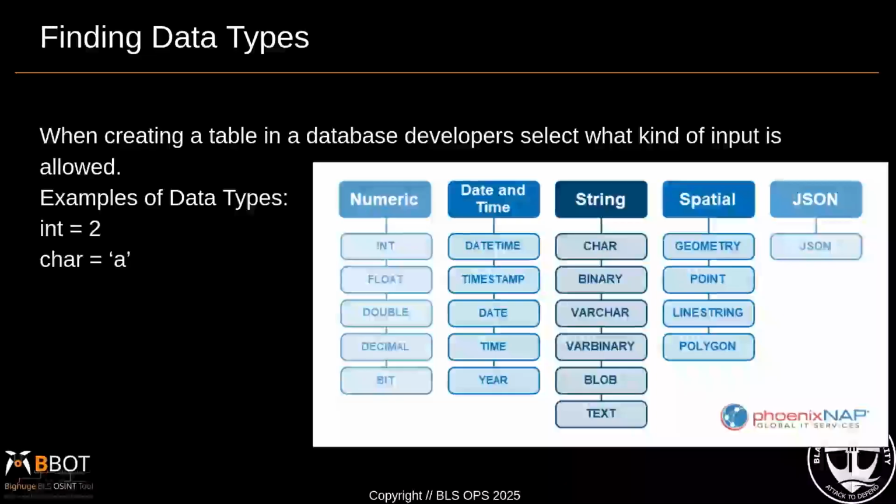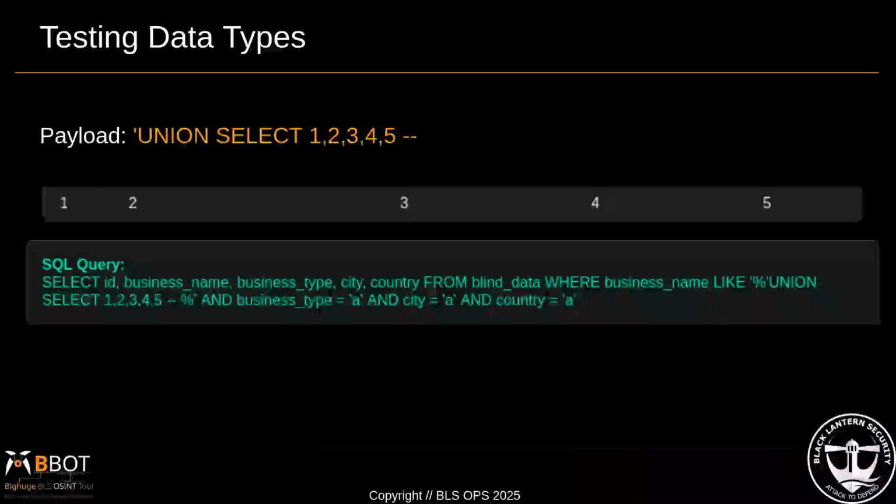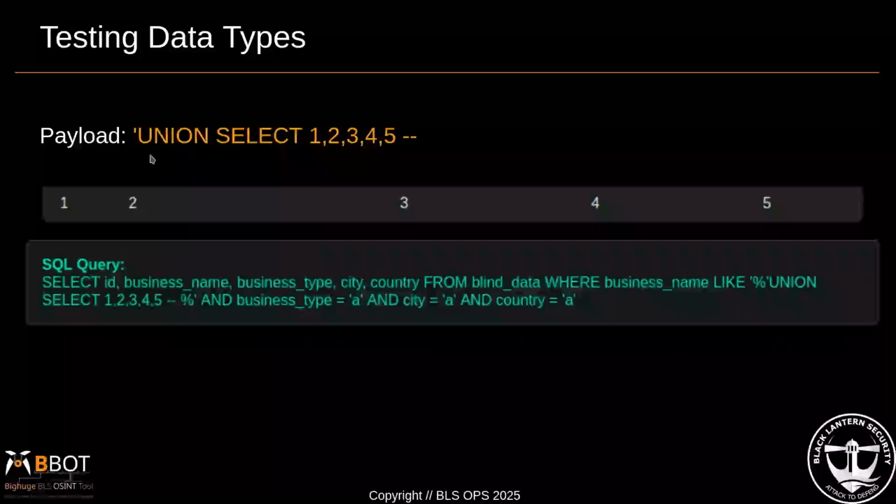Basically, an int is a number. It's looking for a 2. A char is looking for quotes, something like an a. They're all different kinds with different use cases. We're not going through them all because that's a lot. But basically, we can look at testing data types on this, and we can find that numbers work and letters work.